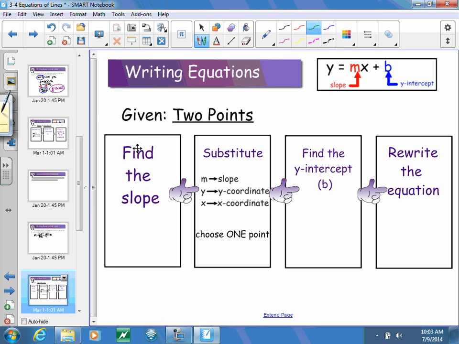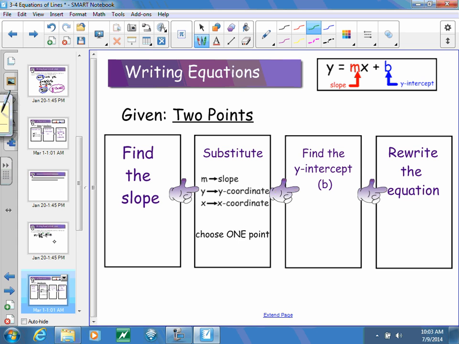So if you're given 2 points, you have to find the slope first because it's not given to you. Once you do that, then you can substitute in your slope and then you're going to pick just one of the 2 points that you have. You just need one of them, and then you're going to use the x and the y value from that point to allow you to find the y-intercept, and then you can rewrite the equation.